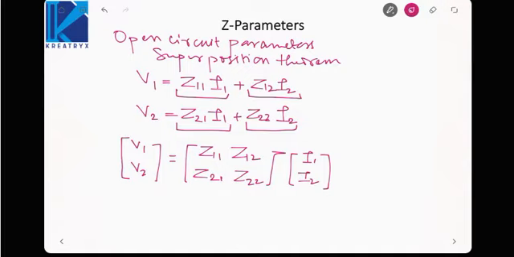There we can deal with a lot of parameters simultaneously. Now if you want to determine these parameters, like if I want to calculate Z11 from this equation, then I have to equate I2 equal to 0 so that the second term vanishes. So Z11 can be written as V1 by I1 when I2 equals 0. So what will you call Z11? Z11 will be called the open circuit input impedance.